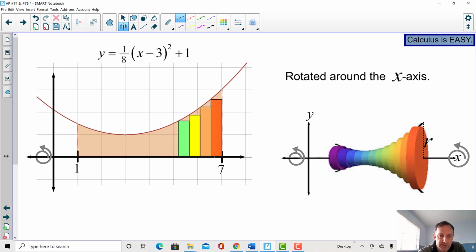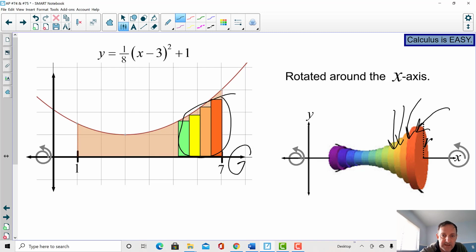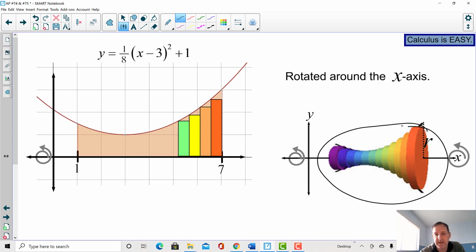So for this example, if I take each rectangle and rotate it around the x-axis, it's going to create these discs that you see over here. So we have the first 4 discs shown, and that's if you take these 4 rectangles and rotate them around the x-axis. And if you do that for all the rectangles, then you'll end up with all these discs that you see over here on the right side.